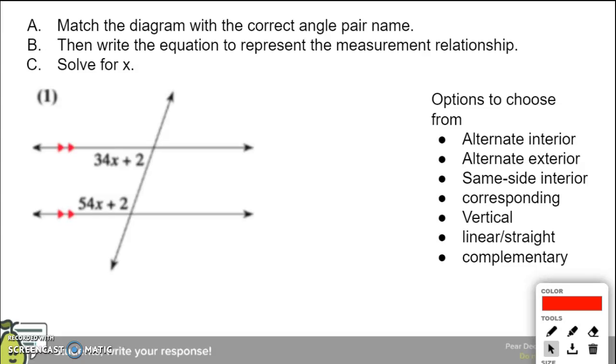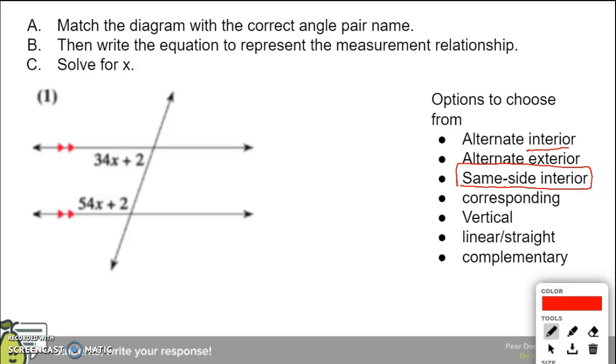Well, it's inside the two parallel lines, so it's going to be interior. But it is on the same side of the transversal. So this is same side interior. Okay, now what do we know about same side interior? Do they look like they're congruent to you? They're not, right? One is acute, one is obtuse. So they definitely are not congruent, but they add to 180 degrees when we have two parallel lines.